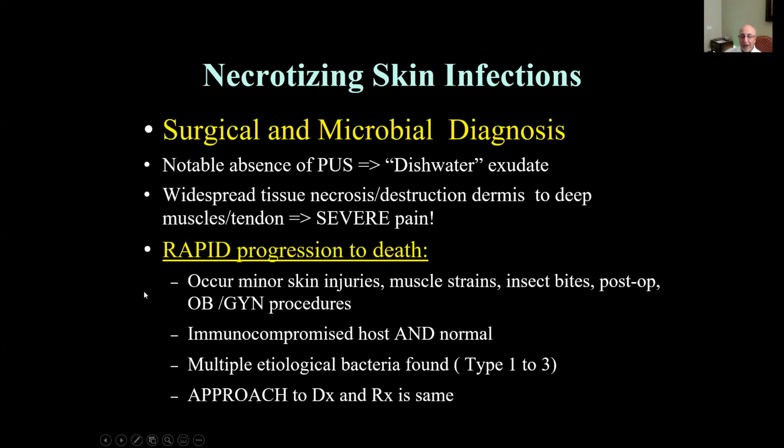Necrotizing skin infections may occur with simple minor skin injuries, muscle sprains or strains, insect bites, or may occur postoperatively, especially in OB/GYN procedures. They may occur in immunocompromised hosts, although many are perfectly normal adults or children. There are multiple etiological bacteria that are found, which we will discuss, that are called type 1, type 2, or type 3. However, the approach to the diagnosis and treatment of necrotizing skin infections is the same.